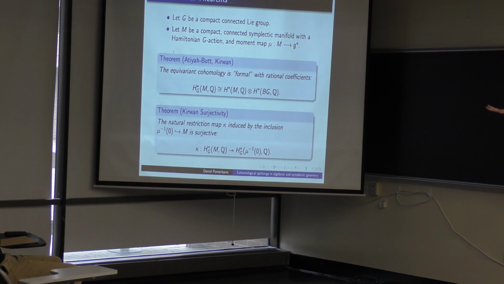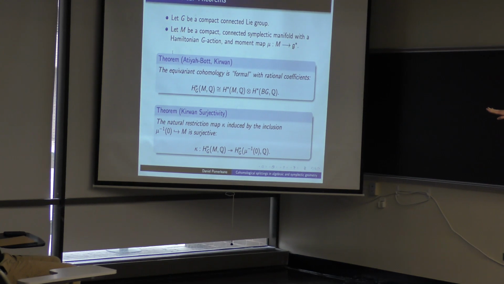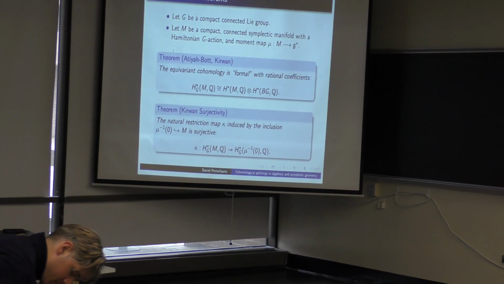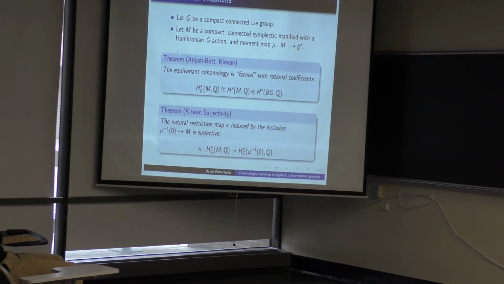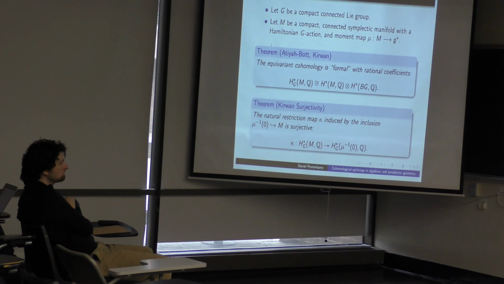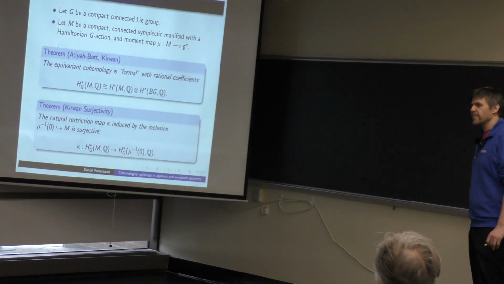But irrespective of whether the action has finite stabilizers or not, Kirwan proved that if you restrict from the equivariant cohomology to the cohomology of this zero level set, then that map is always a surjection. And so you can use this.